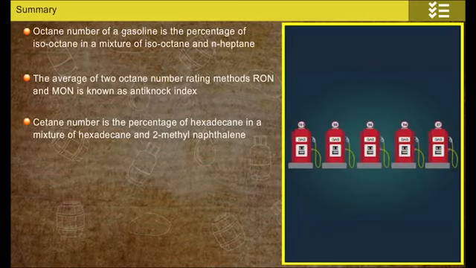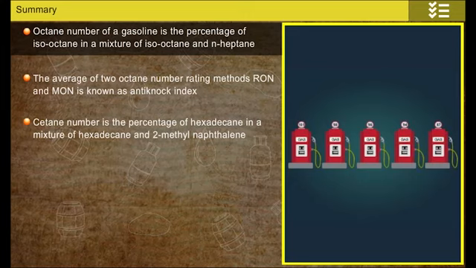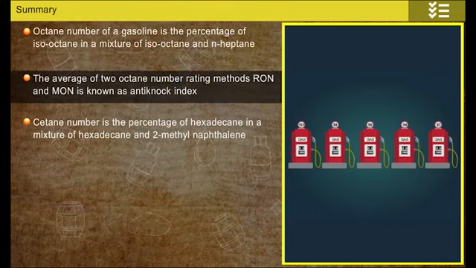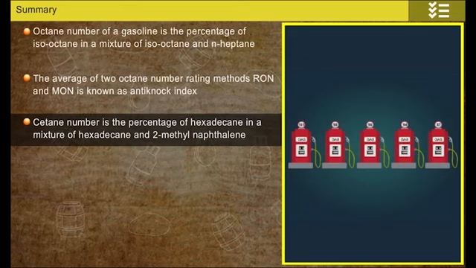Summary. In this lesson, you have learnt that the octane number of a gasoline is the percentage of isooctane in a mixture of isooctane and N-heptane. The average of the two octane number rating methods, RON and MON, is known as the anti-knock index. Cetane number is the percentage of hexadecane in a mixture of hexadecane and 2-methylnaphthalene.